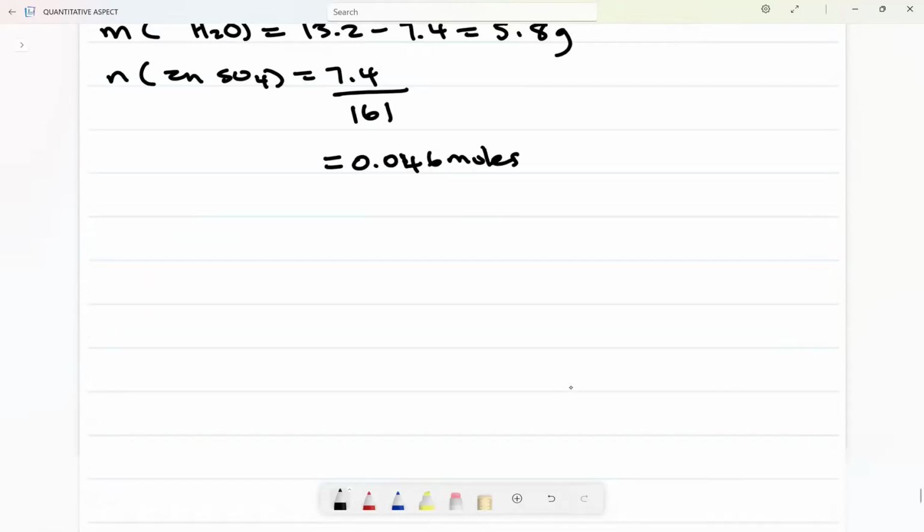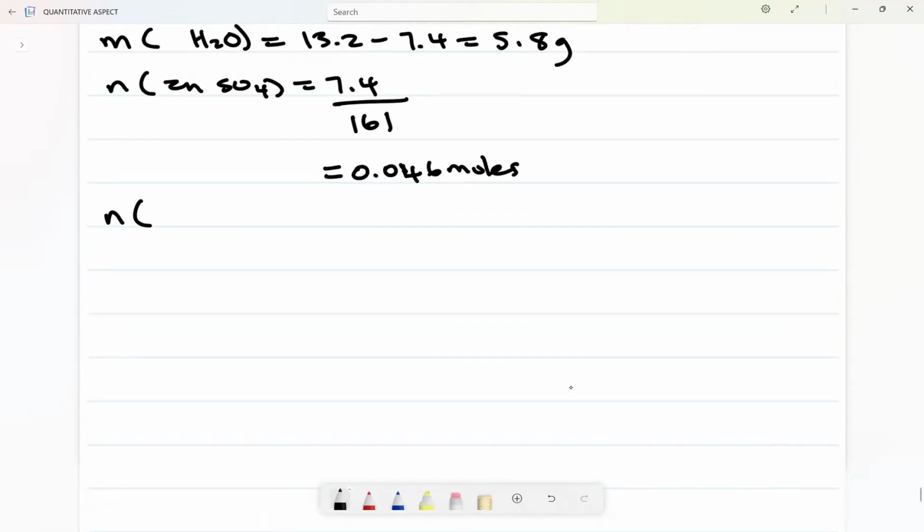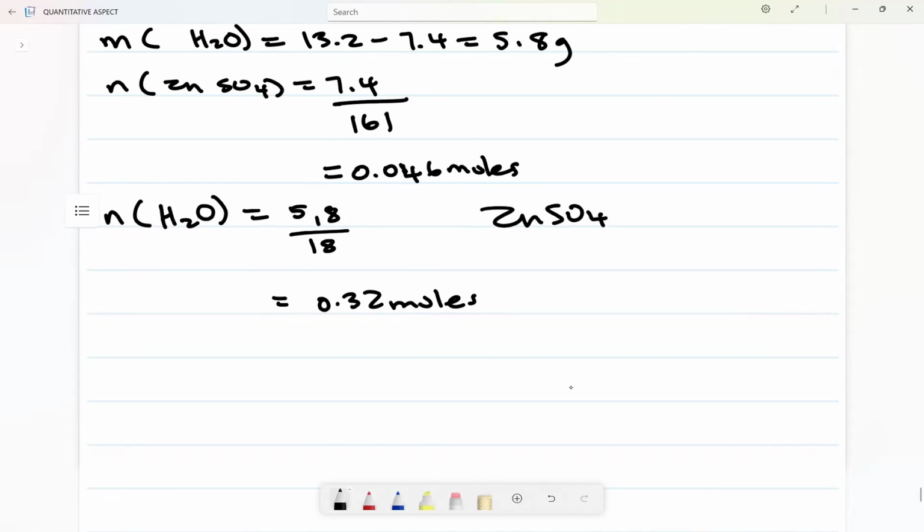Number of moles of what? You can now get the number of moles of our water, which is going to be 5.8 divided by 18. Okay. Then it gives me something like 0.32 moles. And remember, I want to know ZnSO4 multiplied by XH2O. I need to know how much is this X, right? So how can I do that?